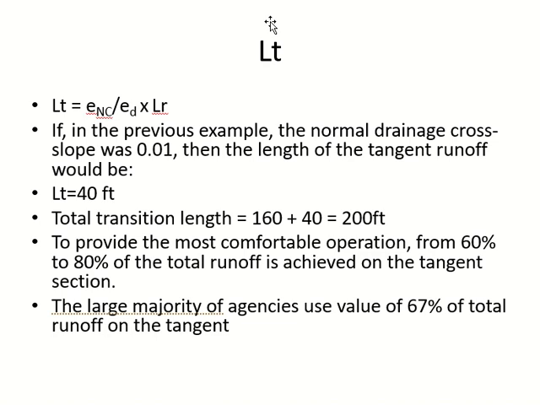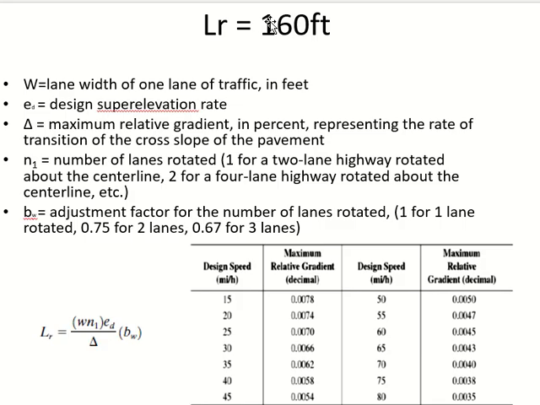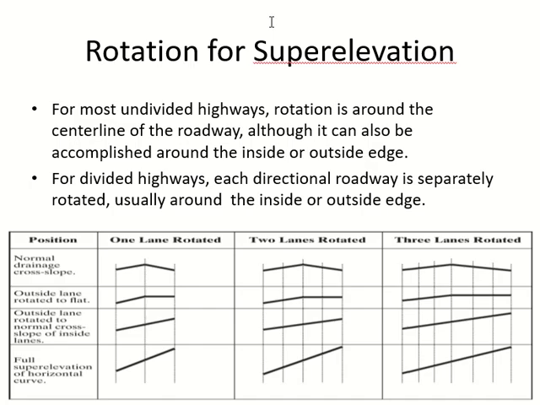LT is the first part of superelevation. LR was the second part. LT is this one, from first to second, normal outside edge to double outside edge. This is LT, and LR was this one. The one which we calculated is the other one. Now we are calculating this one.